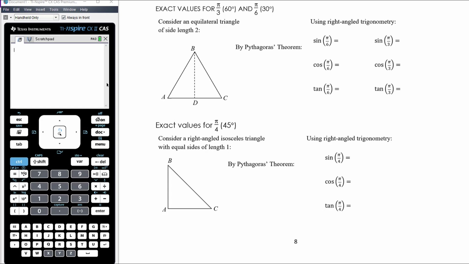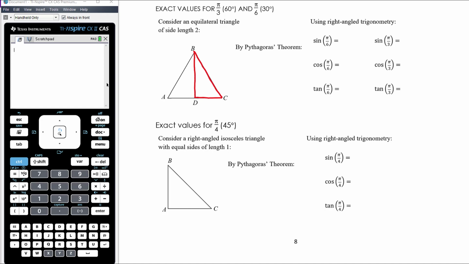So, the first triangle I want to think about, where we'll be able to deal with both 30 degrees and 60 degrees at the same time, is an equilateral triangle of side length 2. And what we're going to do is we're going to cut it in half so that we create a right-angled triangle.